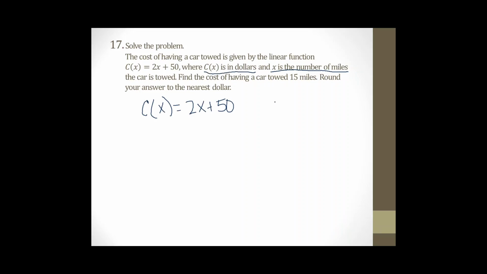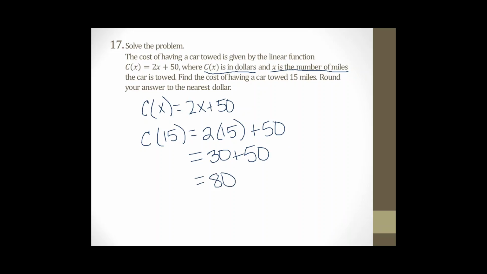And so they want us to find c when x is 15. So we want to find c of 15. So we're going to plug in 15 in for x. So we have 2 times 15 is 30 plus 50 equals 80. And they want us to round your answer to the nearest dollar, and it's just $80. There's no cents here. So our final answer would be $80.